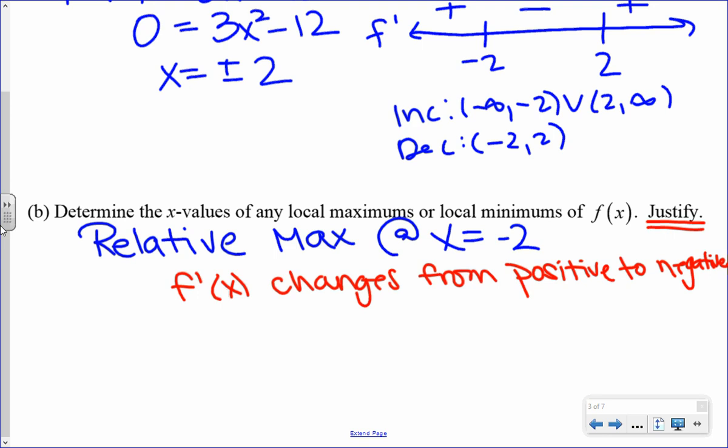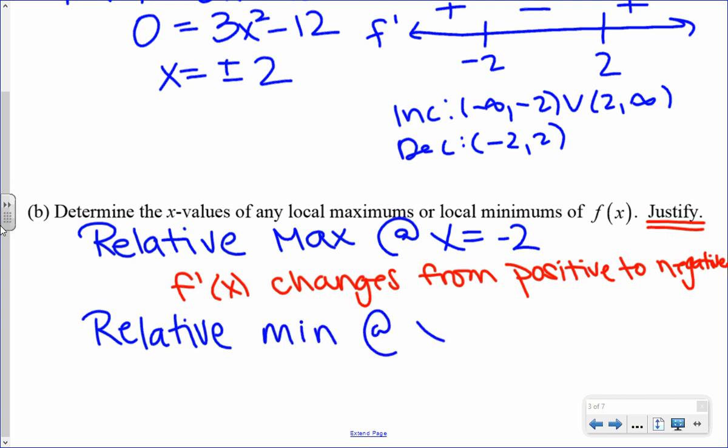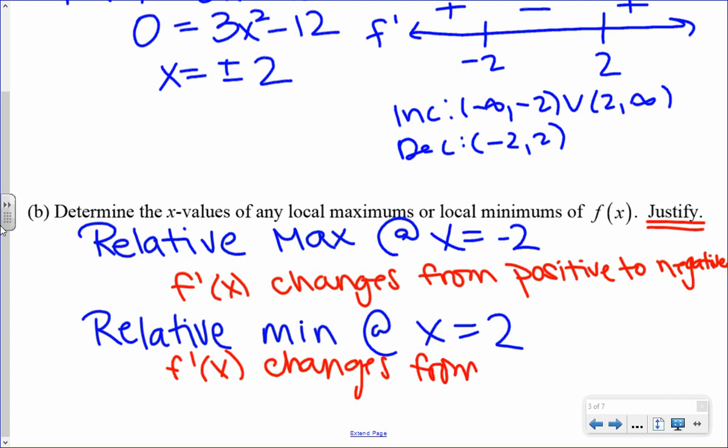What's happening at x equals 2? Our derivative is changing from negative to positive, which means our function is changing from decreasing to increasing. What's happening? Okay? We have a relative minimum at x equals 2. If I ask you to justify your answer, your justification is that our derivative is changing from negative to positive at x equals 2.